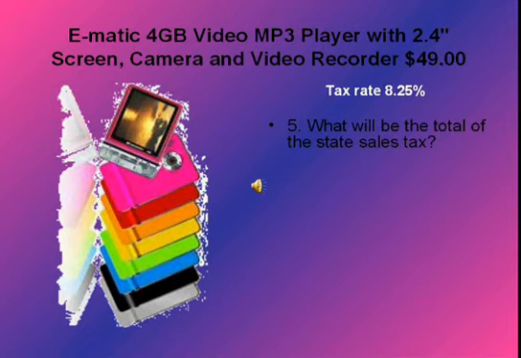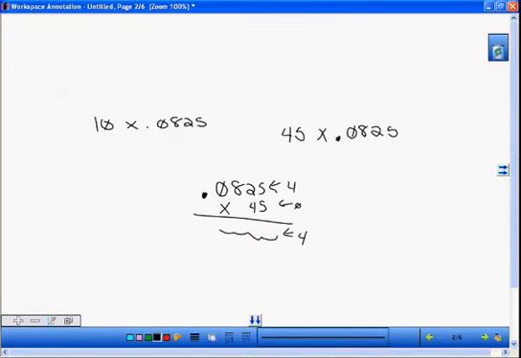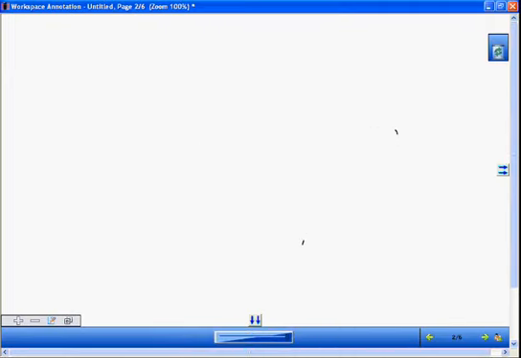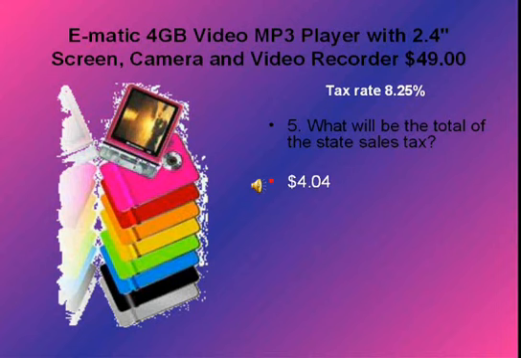So the total sales tax is $4.04. And you found this by taking the 49 and multiplying it by your tax rate of 0.0825. And that's how we got $4.04.